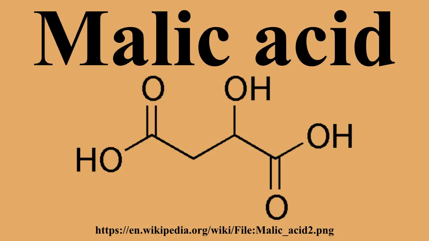The process of malolactic fermentation converts malic acid to much milder lactic acid. Malic acid occurs naturally in all fruits and many vegetables, and is generated in fruit metabolism. Malic acid, when added to food products, is denoted by E number E296.